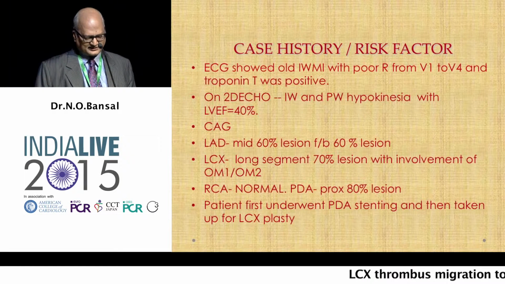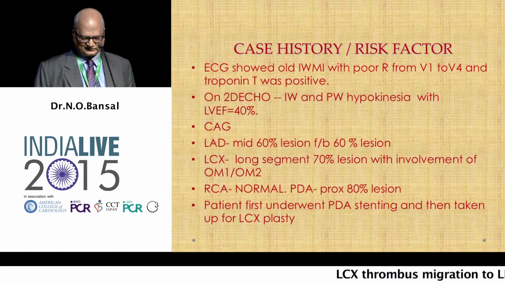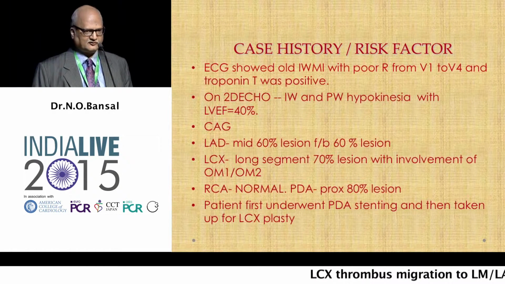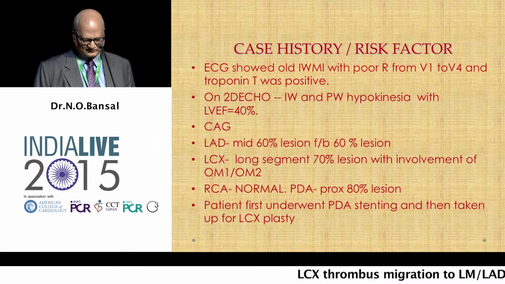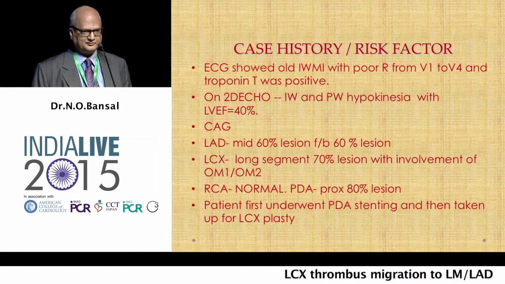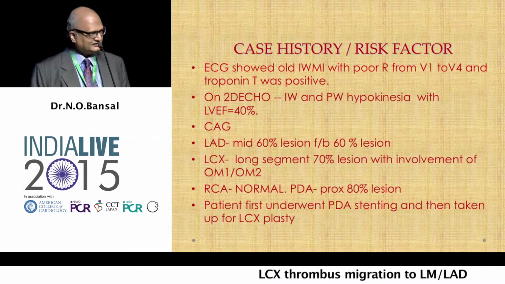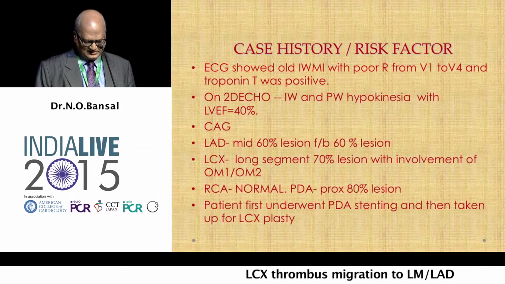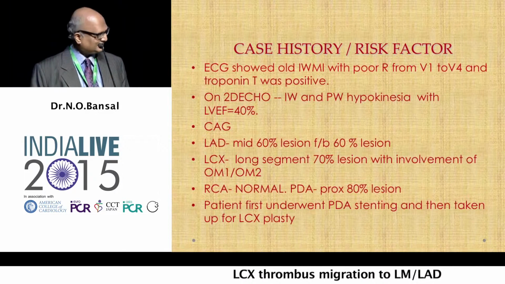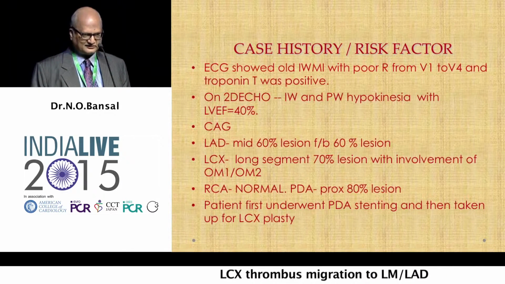The angiogram carried out showed a LAD mid 60% followed by a second lesion, circumflex about 70% with involvement of the OMs. The RCA, parent RCA normal with a PDA which was 80%. The patient was subjected to a PDA stent. It appeared to be very simple. And then the patient was subjected at a second stage for the LCX plasty.